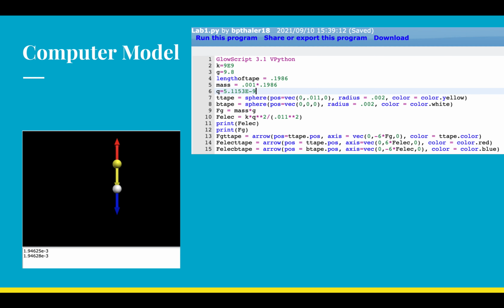So you can see in this computer model we have two point charges that are representing the two pieces of tape. The yellow one is the top tape and the white one is the bottom tape. And we have the three major forces at play here. The red and blue forces are the electromagnetic forces in opposite directions due to like charges. And then the yellow force is the force due to gravity on the top tape. And so we see that they're of equal magnitude. Therefore, we know that we have the correct charge on the tape.